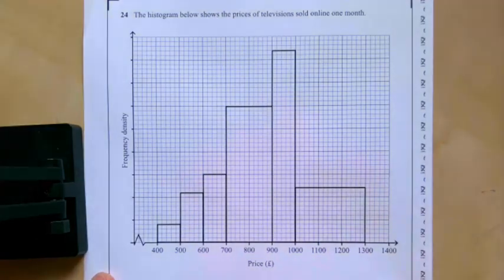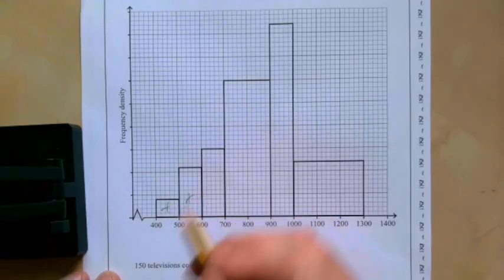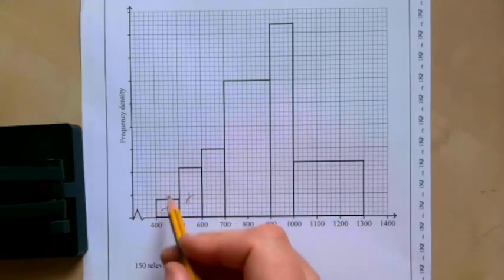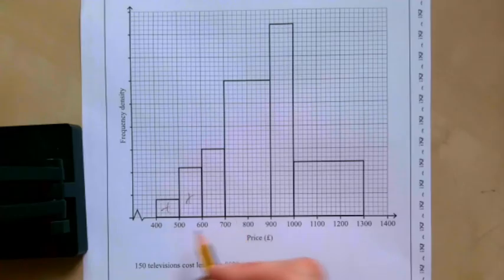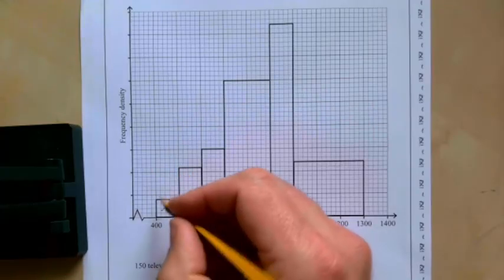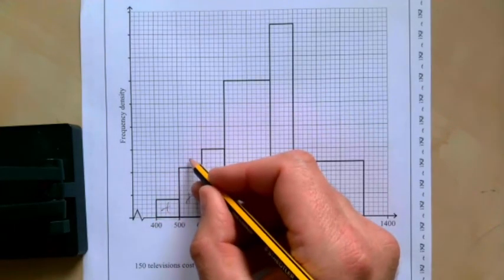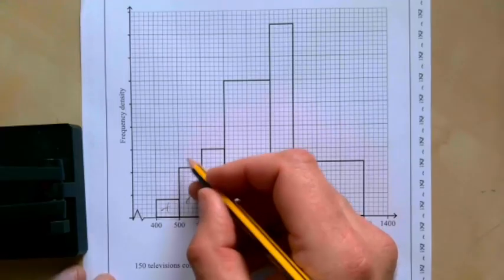Okay, so a couple of different ways to think about this. It says 150 TVs cost less than £600. So that's this bit here, and those areas are going to give us 150. So that distance there is 100, and that's 100, and that goes to 4, and that goes to 11. So I can see, because that's 4 and those are 11 wee squares, that goes up to 15. I hope that makes sense.